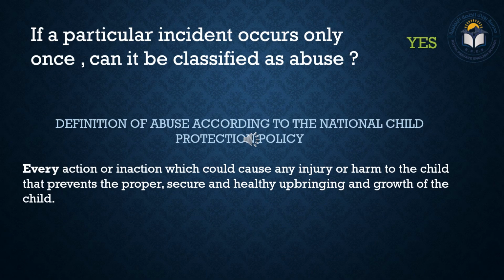If a particular incident occurs only once, can it be classified as abuse? Yes. Definition of abuse according to the National Child Protection Policy: every action or inaction which could cause any injury or harm to the child that prevents the proper, secure and healthy upbringing and growth of the child.